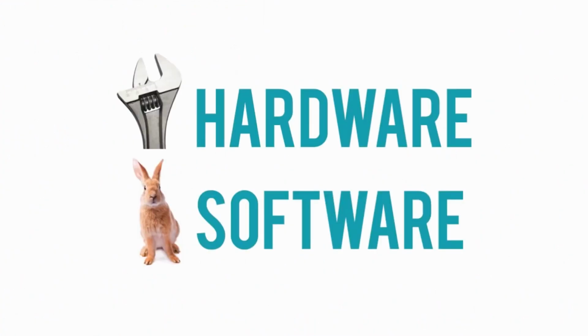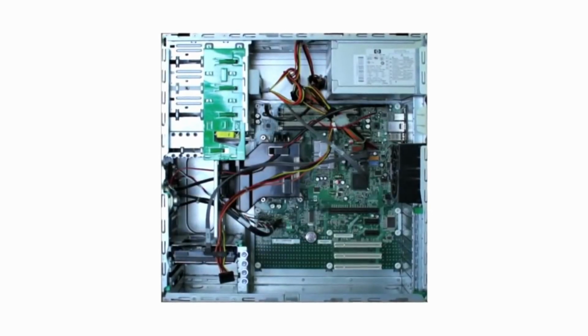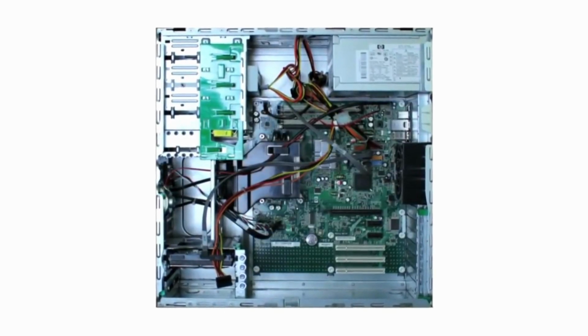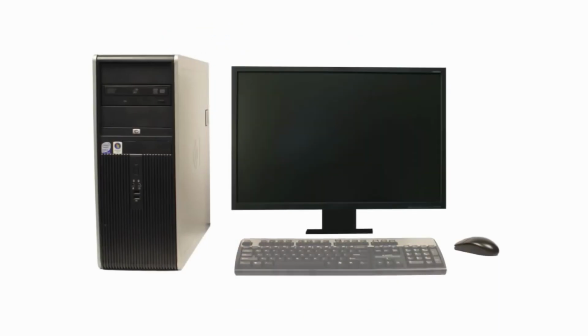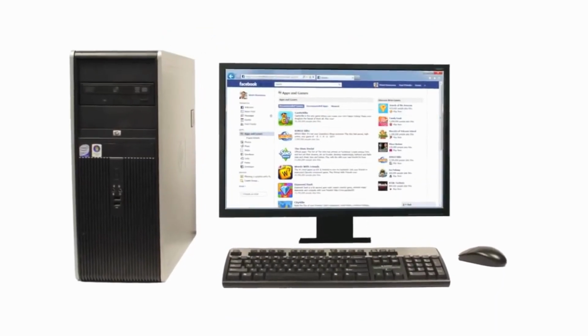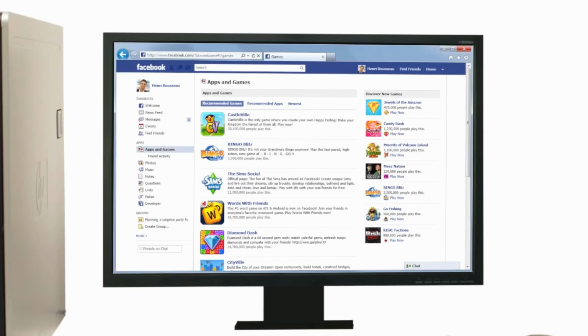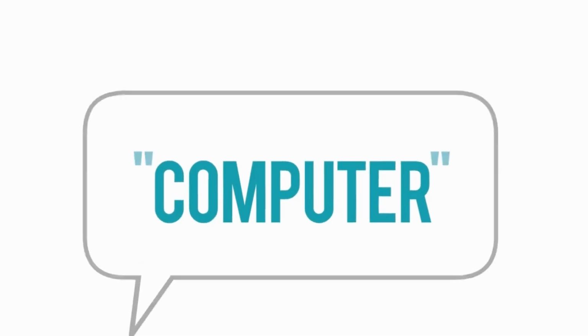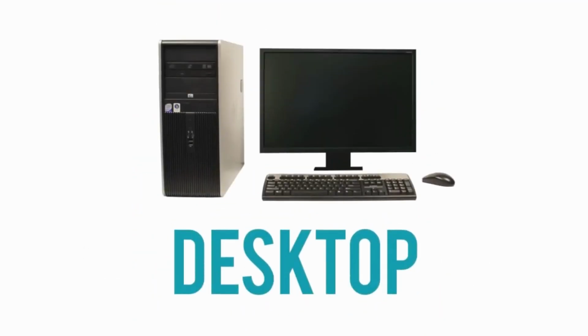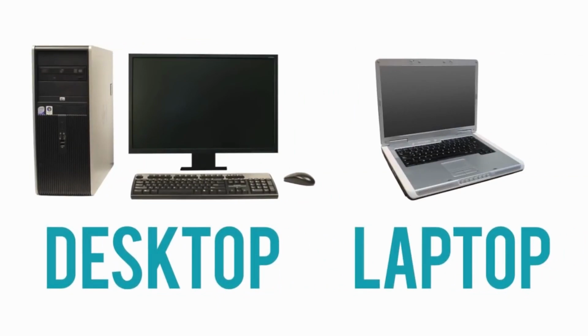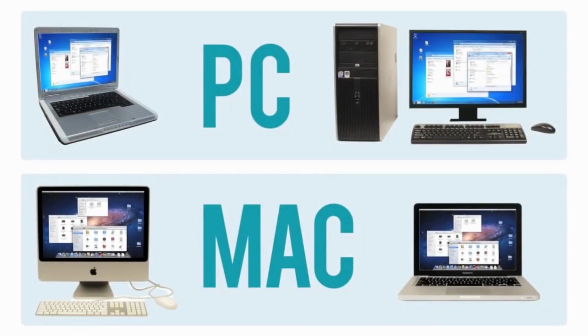Computers use a combination of hardware and software. Hardware is any physical part of the computer, which includes all of the internal components and also the external parts like the monitor and the keyboard. Software is any set of instructions that tells the hardware what to do, such as a web browser, media player, or word processor. Now, when most people say computer, they're talking about a personal computer. This can be a desktop computer or a laptop computer, which has basically the same capabilities, but in a more portable package. Personal computers come in two main styles, PC and Mac.